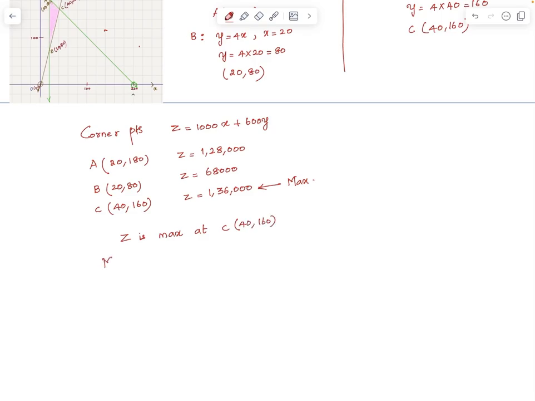which implies maximum profit of rupees 1,36,000 can be obtained by selling 40 executive tickets and 160 economy tickets.